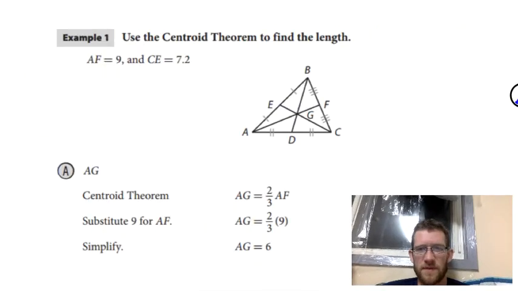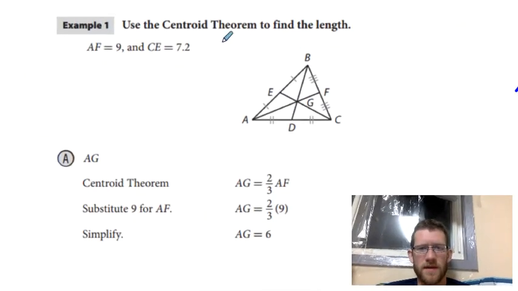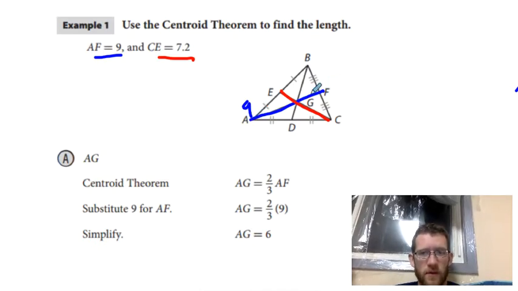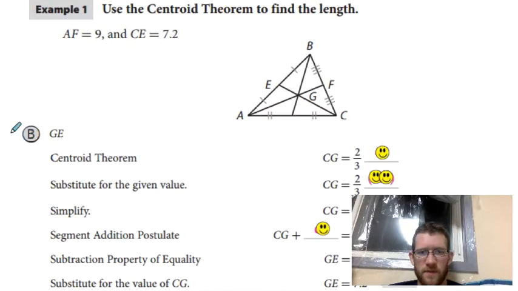Okay, we'll do some examples. This one asks us to use the centroid theorem to find the length. So our givens are AF is 9. I'll go ahead and label that here. That's 9. CE is 7.2. Okay, we need to find the length of AG. A to G, we know is 2/3 of that total blue length. What is 2/3 of 9? Well, it's 6. Okay, we'll try some harder ones.